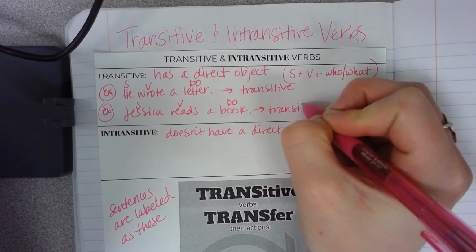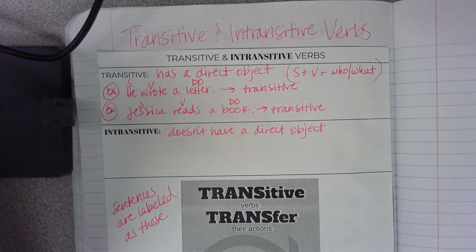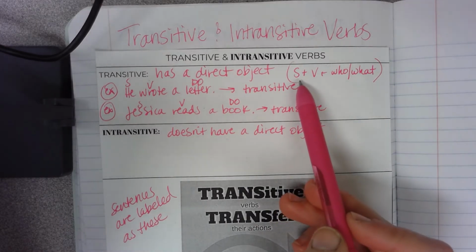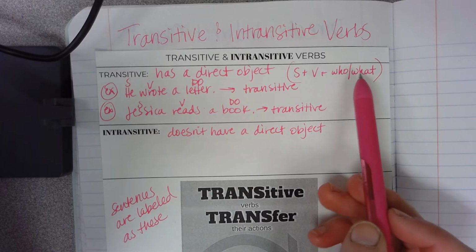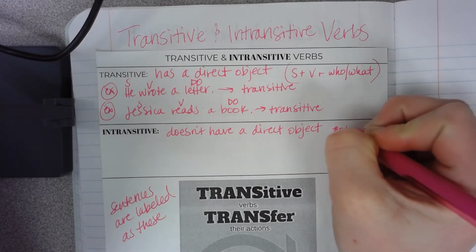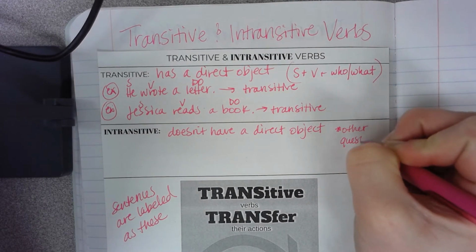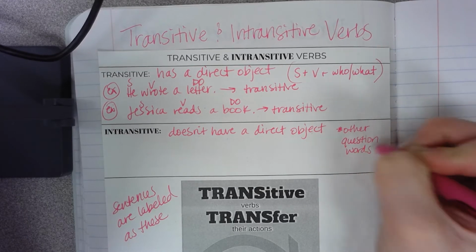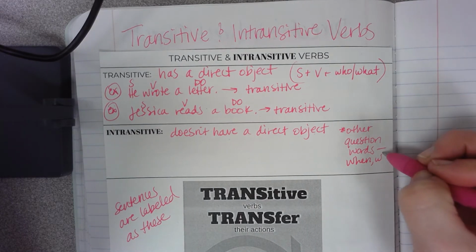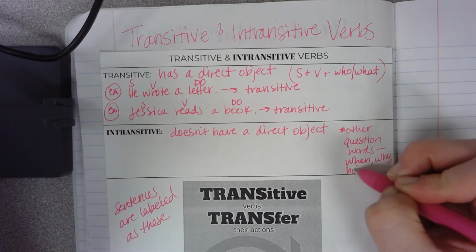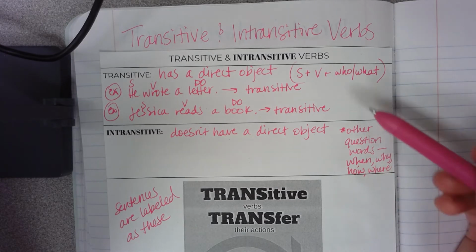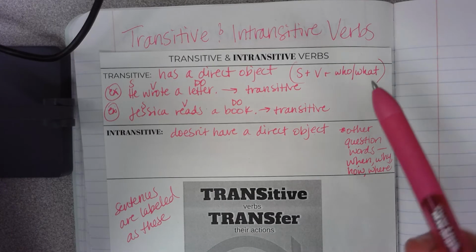Okay? Now, intransitive means there's no direct object in there. You cannot fill in this equation, subject plus verb plus who or what. It won't work. You may find that it asks other question words, which I'm going to put here: when, why, how, or where. If it asks any of these four questions, it's not transitive. It does not have a direct object. It has to answer the question who or what. Okay, so let's look at some examples here.